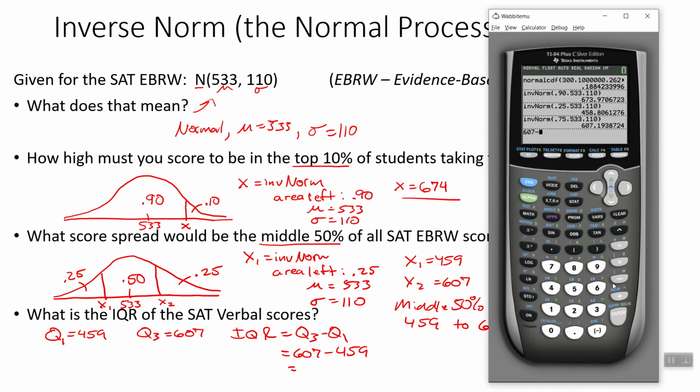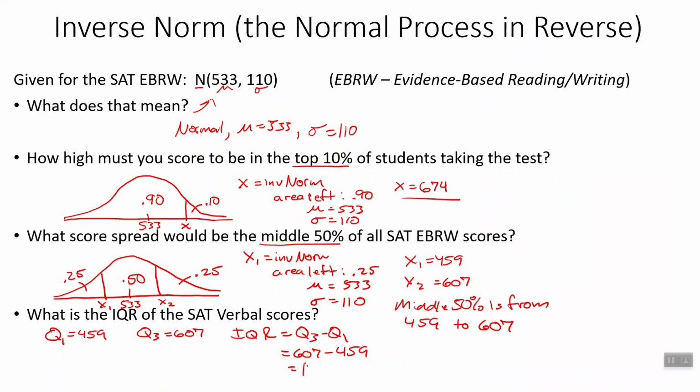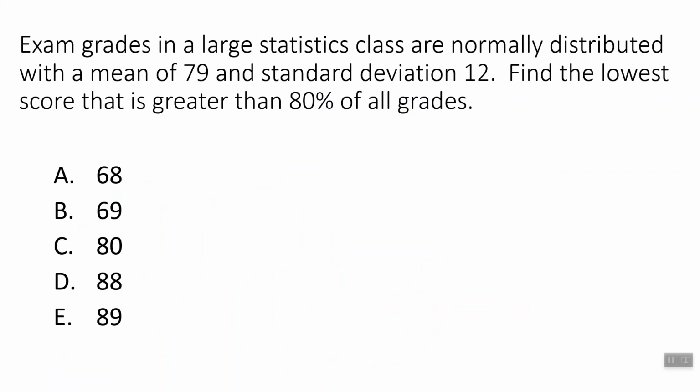I'm getting lazy today, so we'll just throw it in here. 607 minus 459, and 148 is what we get for our answer. So our IQR is 148. All right, now we just have some examples.